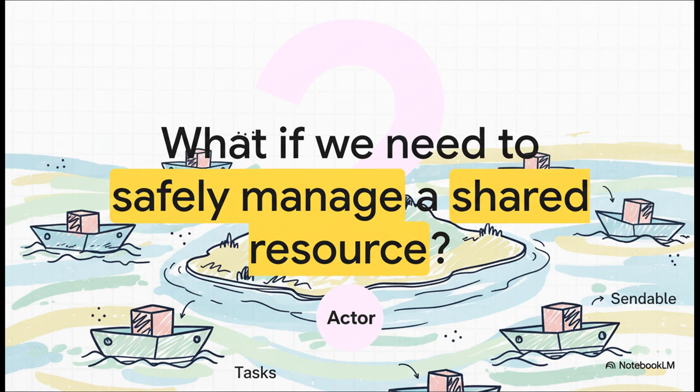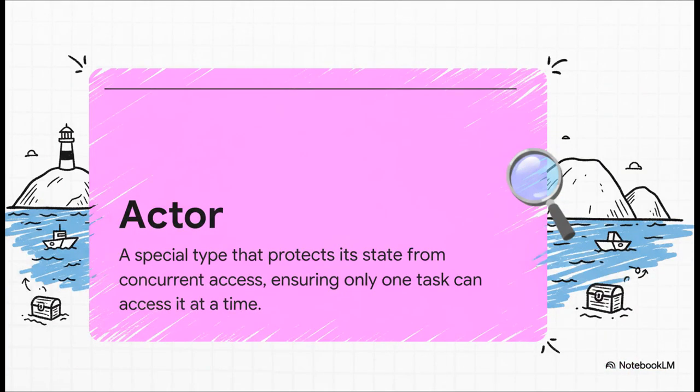Okay, but let's be real. Sometimes you do need a shared resource. What if you have a whole flock of chickens that tons of different boats all need to interact with? But they have to do it one by one, in a safe and orderly way. Well, for that, Swift gives us another new tool, actors. And in our sea analogy, actors are like these special, protected islands of isolation. They are these self-contained places that protect their own state, so in this case, their flock of chickens, from all the chaos of the open sea.